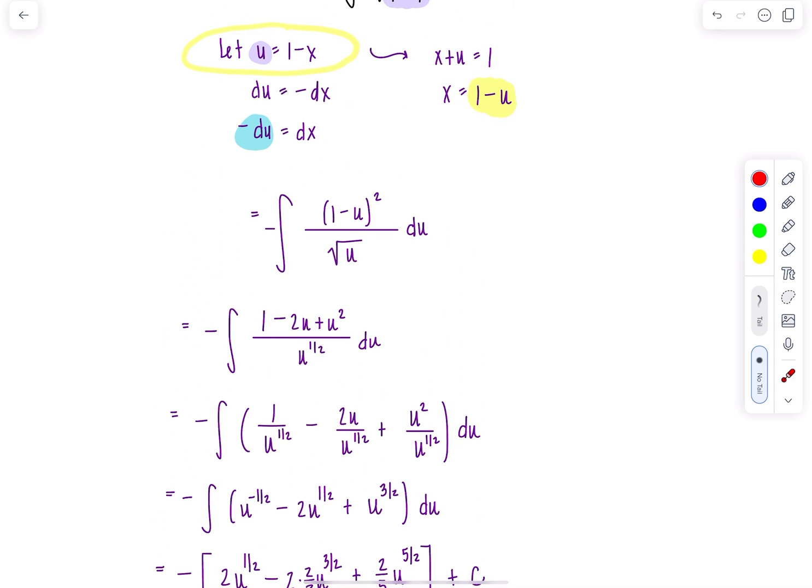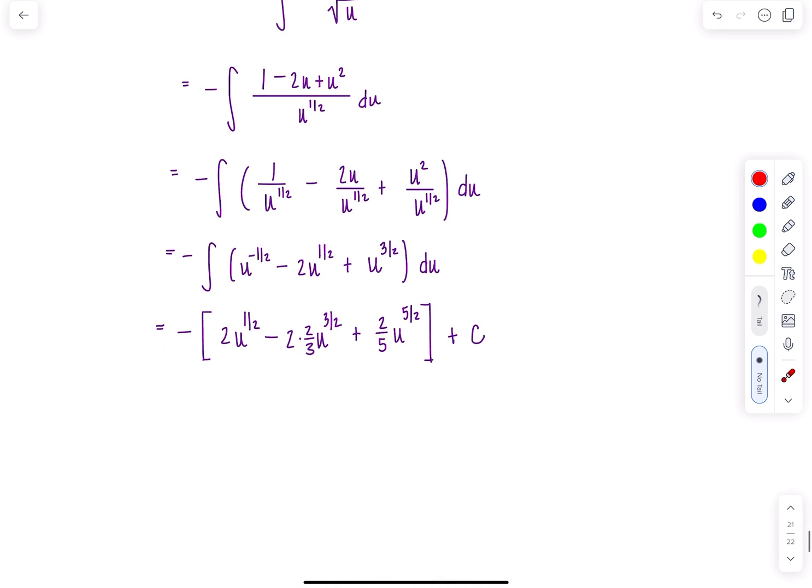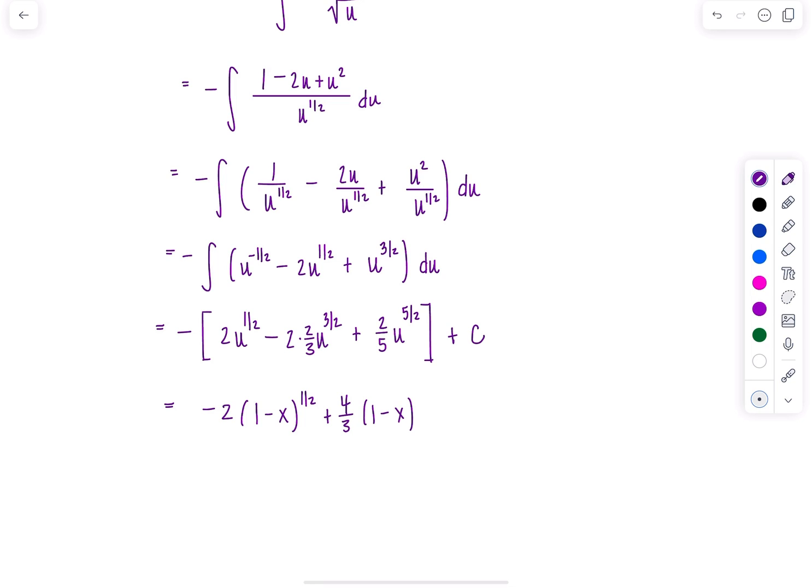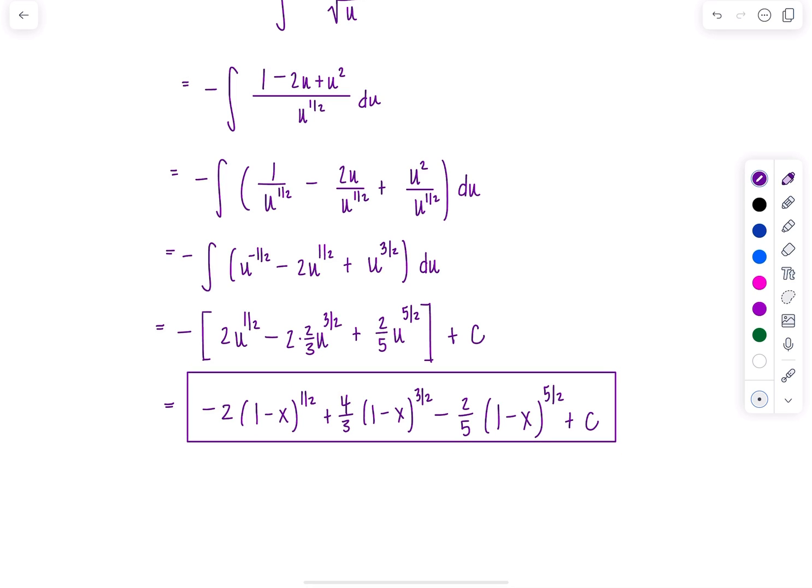and while I do that, I'm actually gonna go back and also replace u with 1 minus x, so we can just finish up this problem in one fell swoop. Okay, so we've got -2, u was (1 - x)^(1/2). Remember that negative's distributing, so now I'm gonna have plus 4/3, and then u is (1 - x)^(3/2), minus, I'm still distributing that negative, 2/5 (1 - x)^(5/2) plus C. And that is it. I know, not the most beautiful answer, but it's correct, so be proud of it.